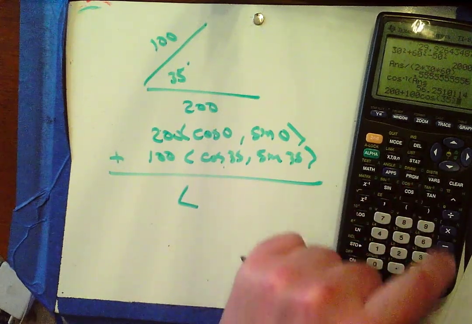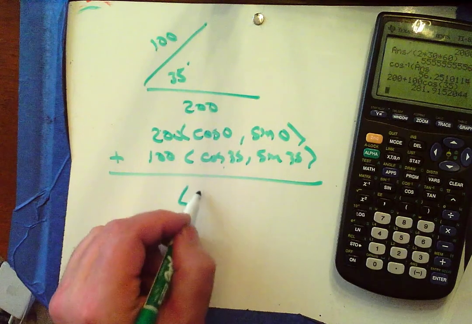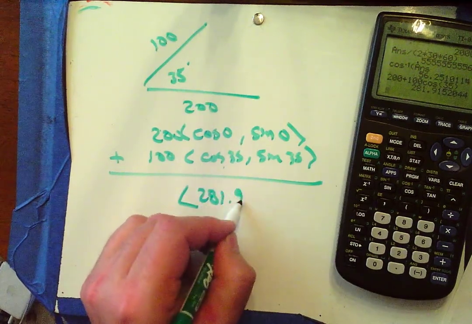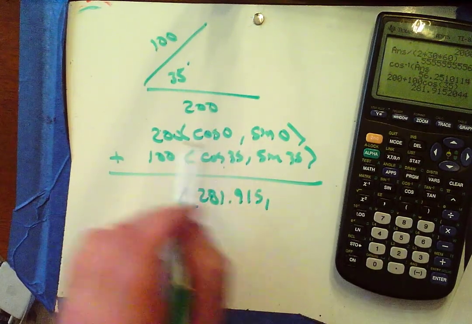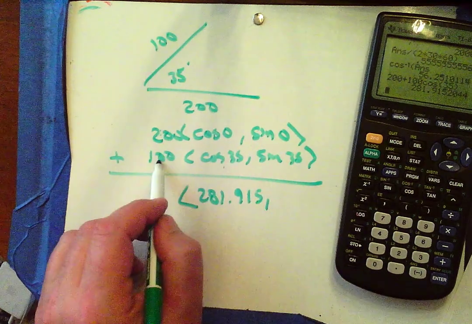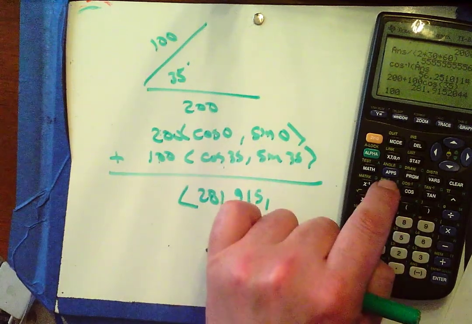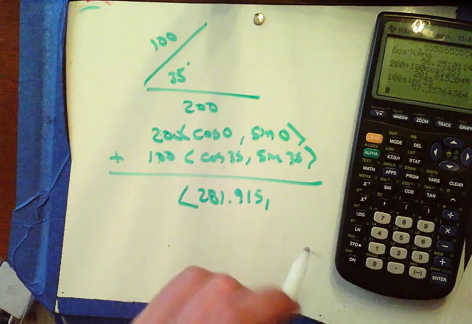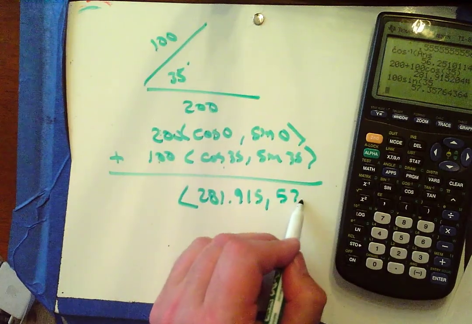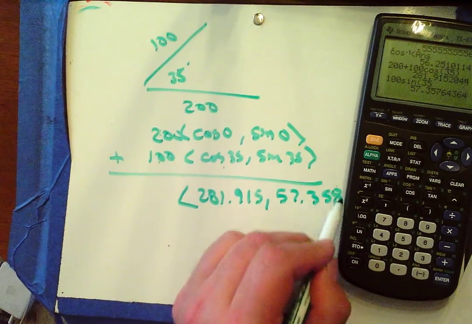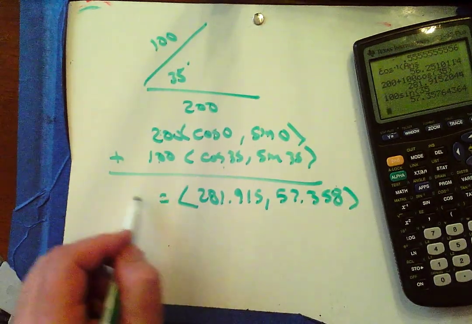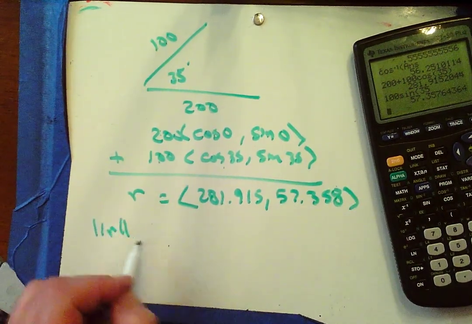So 200 plus 100 cosine 35. And I get 281.915. And then 200 times 0 is 0, plus 100 sine 35. And so that gives me 57.358. Okay, there's R, the magnitude of R.